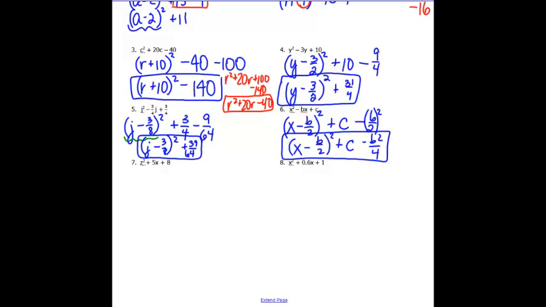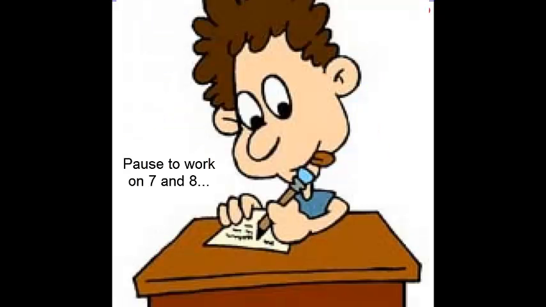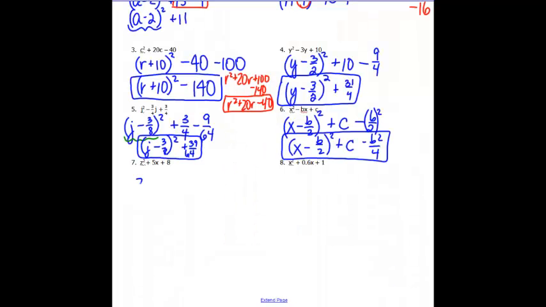How about z in number 7? You want to try that one on your own and come back and check? Go for it. You might as well try 8 too. For number 7, I took half of 5, which is, I just left it as 5 halves. I'm squaring that, and then I have to compensate my 8 by subtracting out 25/4. So it is z plus 5 halves squared, and 8 is 32/4 minus 25/4 is 7/4.